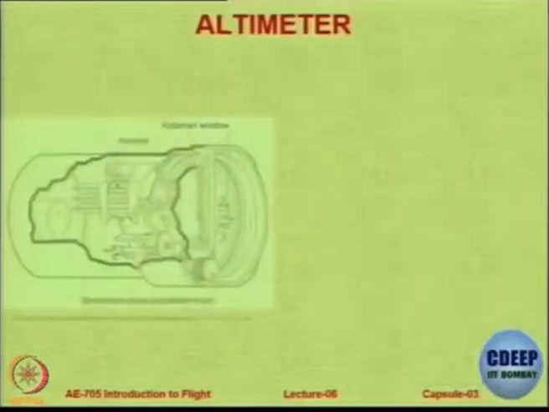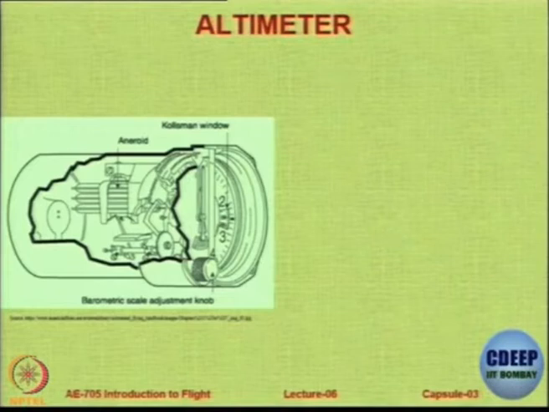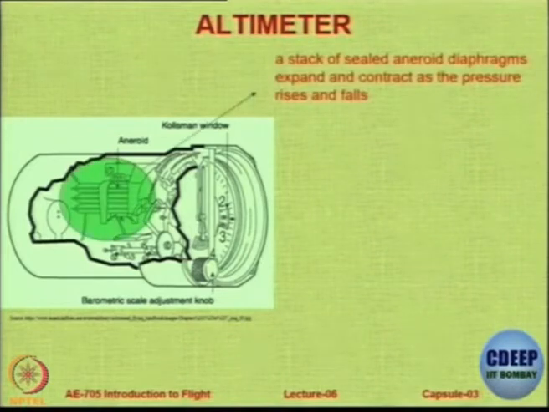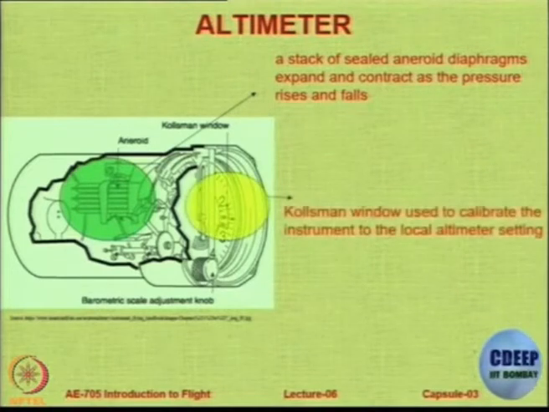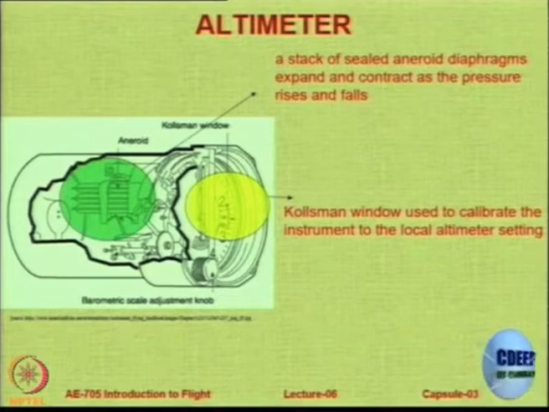Okay. So, here is how it is. If you cut open, you will see that there will be an aneroid system which can be of different types. Here it is mounted vertically. So, a stack of sealed aneroid diaphragms expand and contract based on the pressure rising and falling. And this window called the Kollsman window is used to calibrate the instrument. So, the pilot will ask the air traffic controller or the ground support, what is the pressure at the altitude at which the airport is located, and then you adjust the altimeter to that particular pressure.